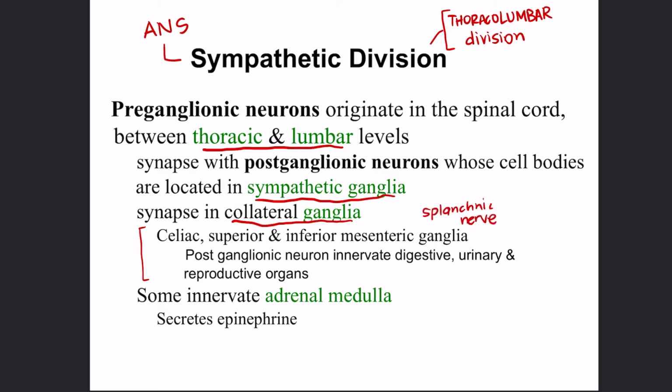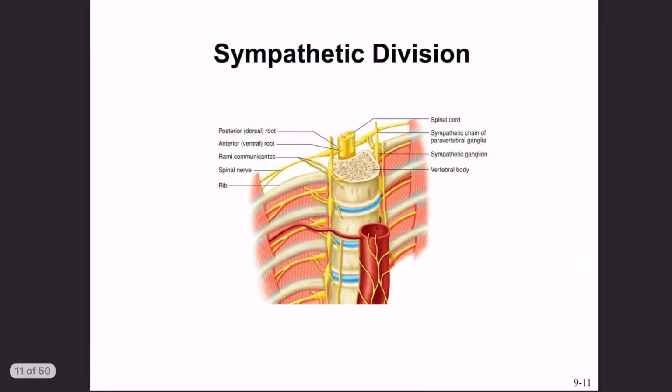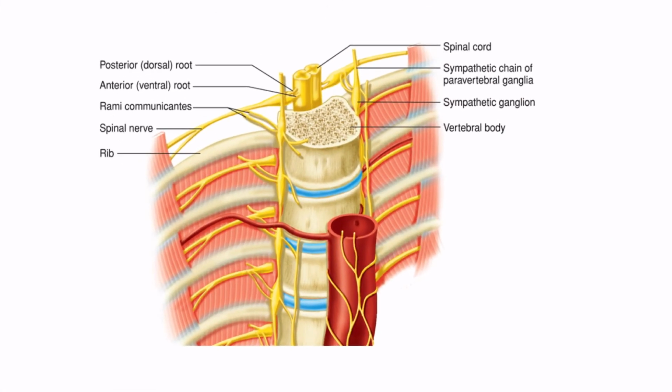nerve. Some of them also innervate the adrenal medulla, and the adrenal medulla secretes epinephrine, also known as adrenaline, which is what gives us that fight or flight response. So here is an image that shows you the sympathetic division.